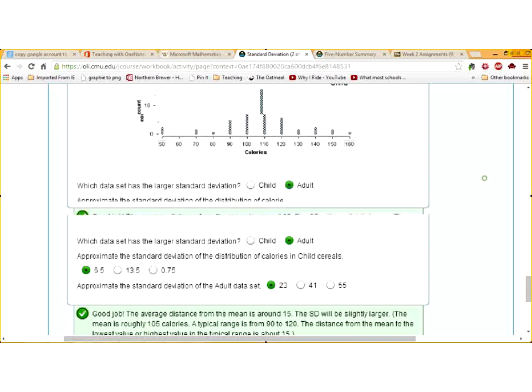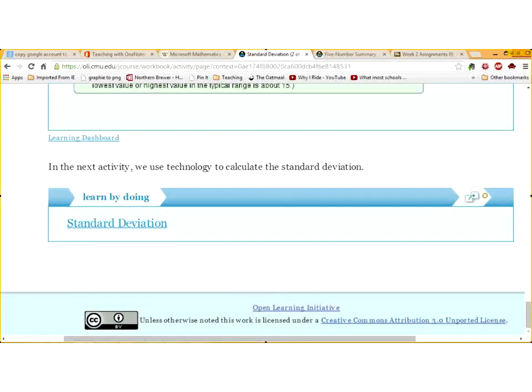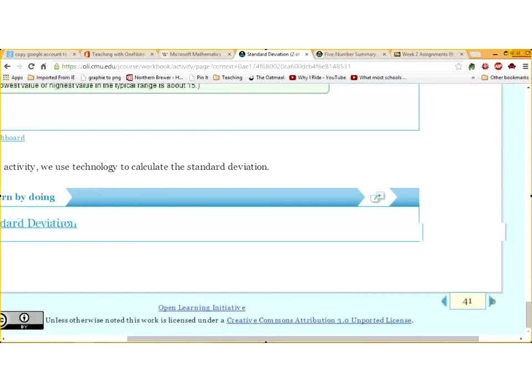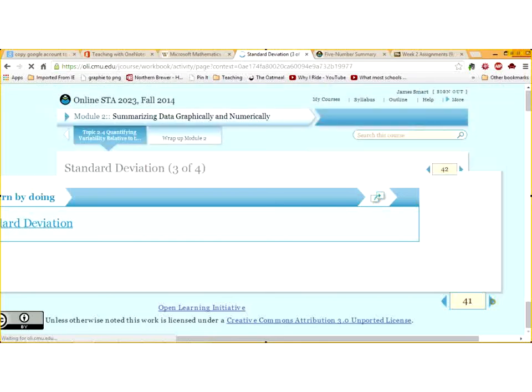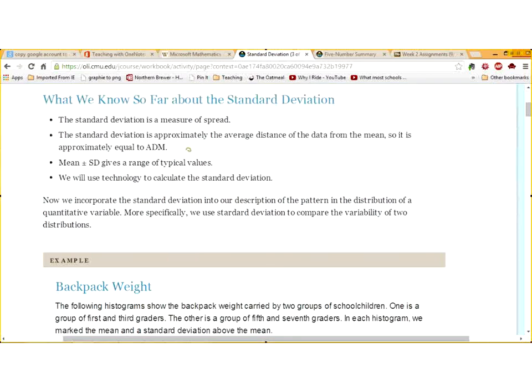In general, though, with a data set, I would have you do it using your calculator. That's what this last example, using technology, is here. You would go in there and it's a pop-up. But like I said, there's also the video that shows you how you get the standard deviation. All right, so what we know about standard deviation is that it's a measure of spread. It's pretty close to the average deviation from the mean. We can say the mean plus or minus the standard deviation gives a range of typical values. And generally speaking, we're going to use technology, not calculations by hand, to calculate the standard deviation.